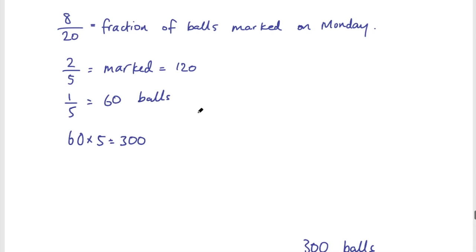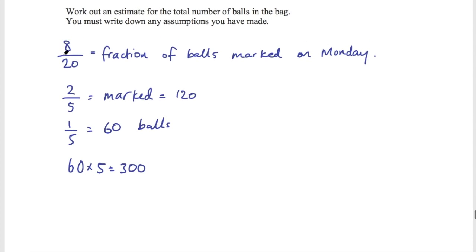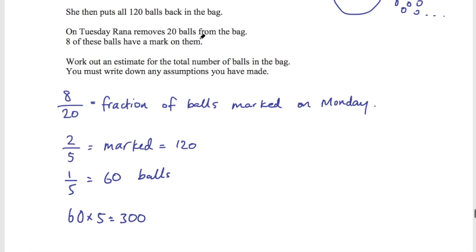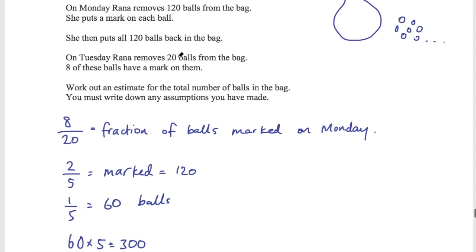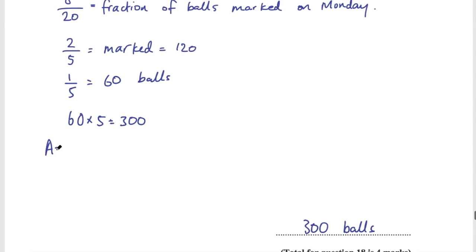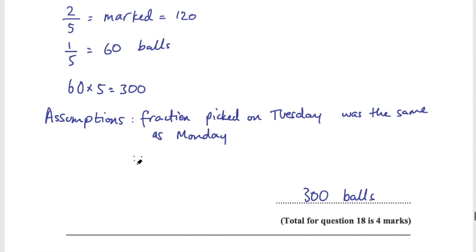Okay, there's a lot of assumptions we've made there. So the first assumption was that this fraction she pulled out on Tuesday represented the same fraction that she marked on Monday. So maybe we should just write those assumptions down. Assumptions. So the fraction picked on Tuesday was the same as Monday. Also, we're assuming the number of balls hasn't changed. No one's come and picked some balls out or something, so the bag stayed the same. Also, the sample was random.